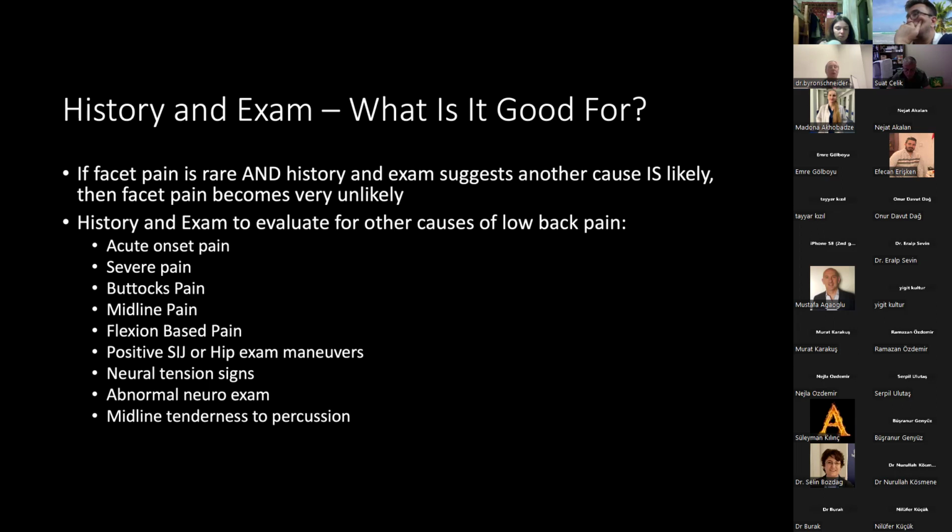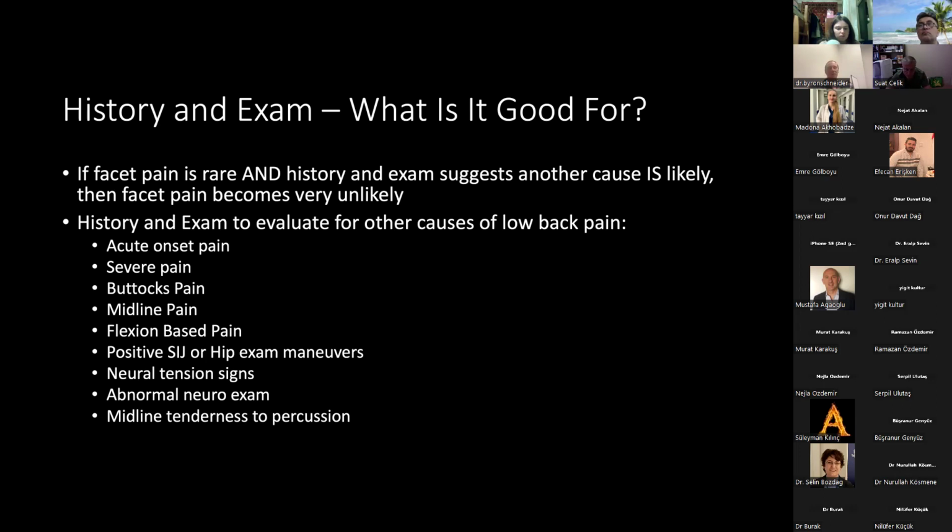So acute onset pain is probably not likely to be facet pain, because most people don't wake up one morning with 8 out of 10 arthritis pain, no matter what joint you're talking about. Same thing with pain severity. Now, if arthritis builds over time and is untreated, it might become severe. But if you wake up and you have severe pain, that's not likely osteoarthritis, right? If you have no knee pain one day and the next day you have 8 out of 10 knee pain, that probably means you have an injury to your knee. That probably doesn't mean that you rapidly developed arthritis.